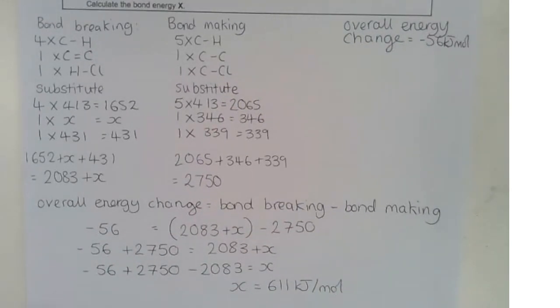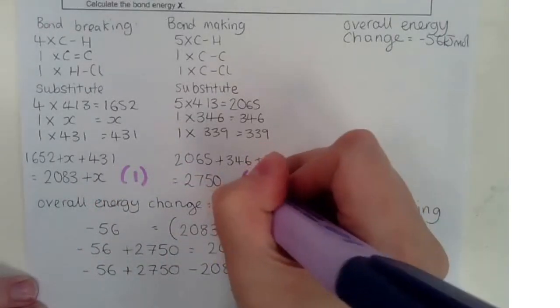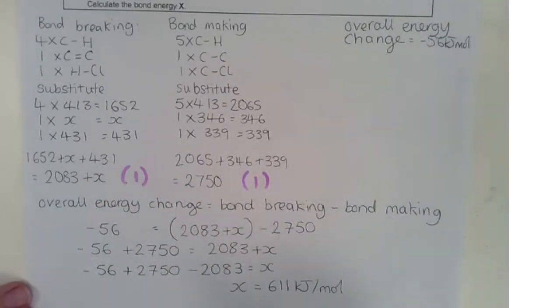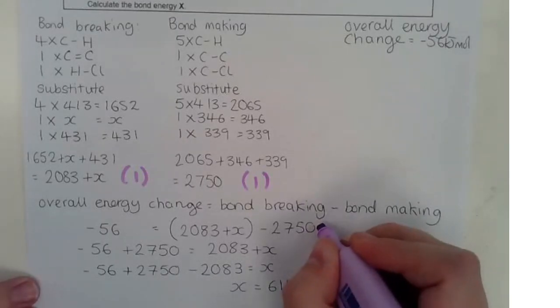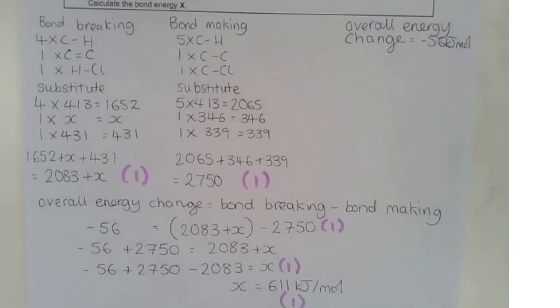In terms of my marks, you will get 1 mark for your bond breaking, 1 mark for your bond making. You will get 1 mark for the correct substitutions, 1 mark for the correct rearrangement, and 1 mark for your final answer. 6 marks available for this question. Remember, if you do go wrong at any stage, that is okay. You will have error carried forward. So as long as the rest of your method and your working is correct, you will still be able to gain most of the marks.